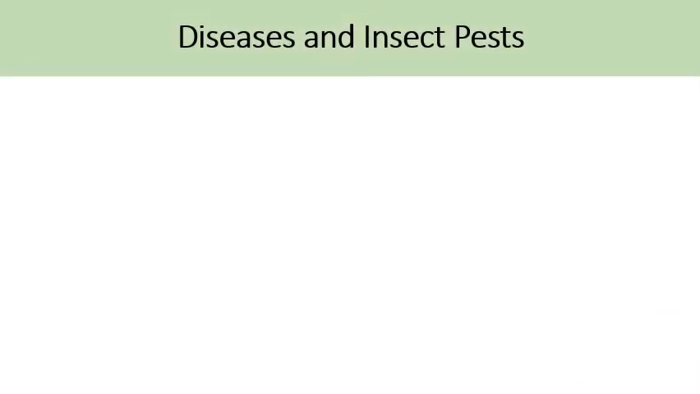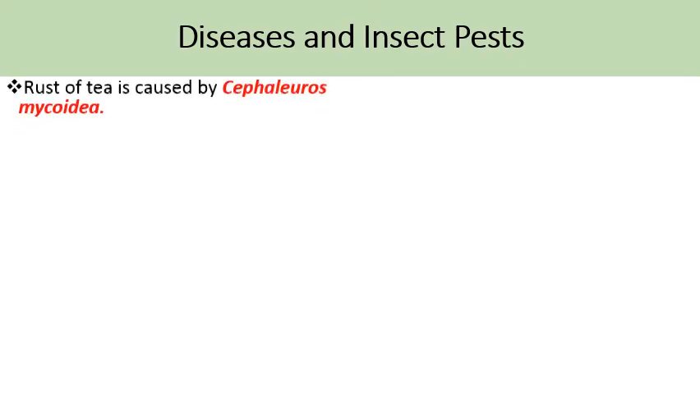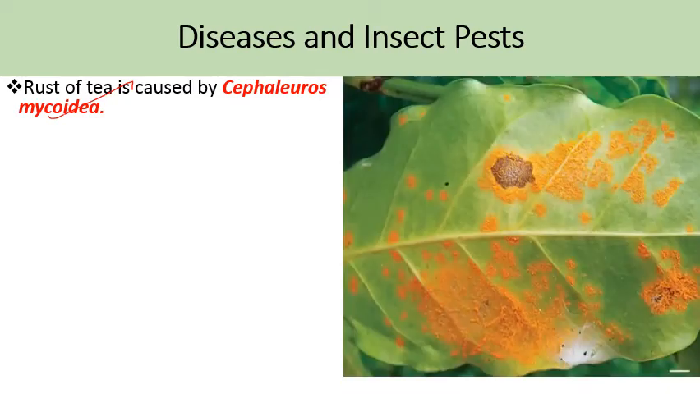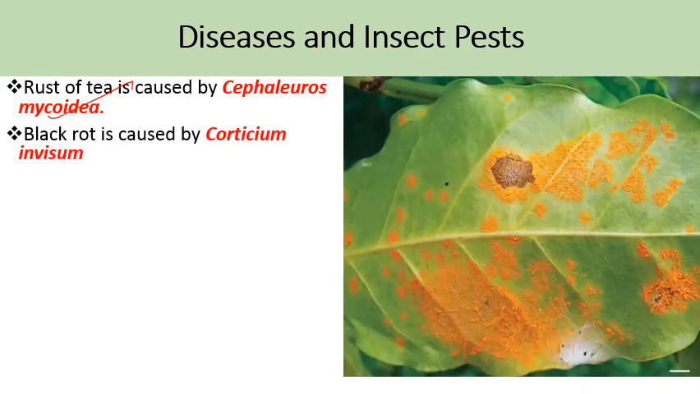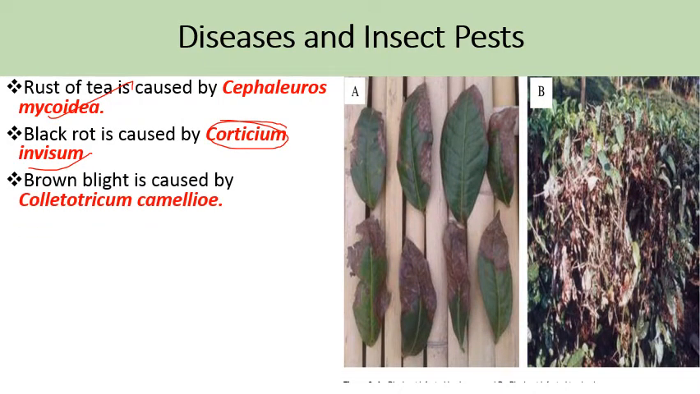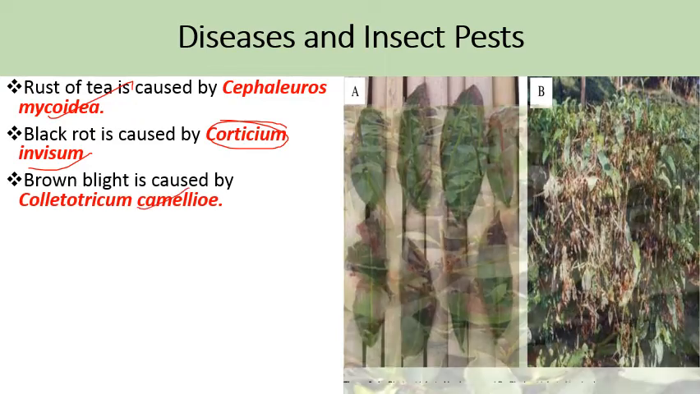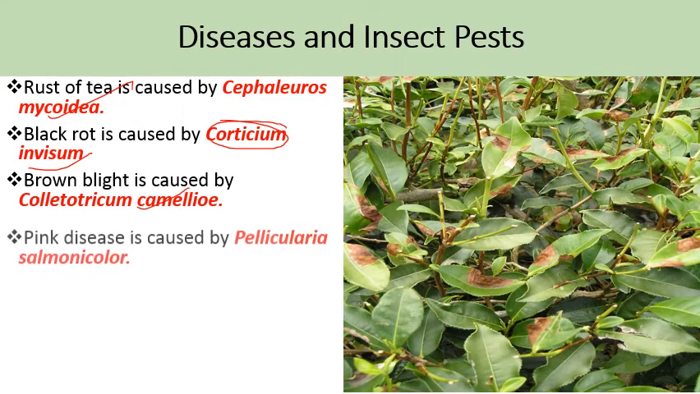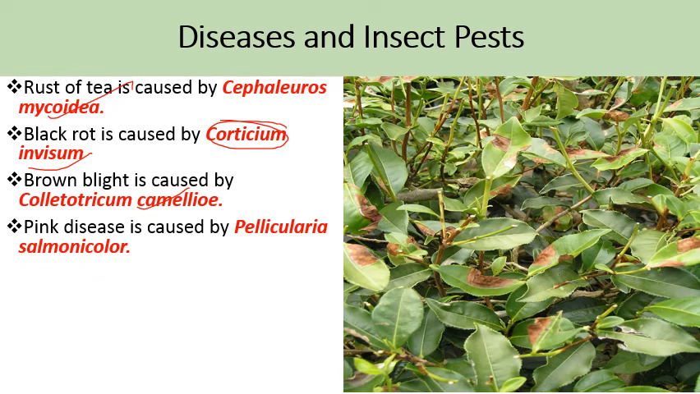Some diseases and insect pests which affect the tea plants. Firstly, we have rust of tea, which is caused by Cephaleuros mycoidea. Then we have Cephaleuros virescens, which is a famous green alga that causes red rust of tea leaves. Then we have black rot of tea, which is caused by Corticium invisum. Then brown blight of tea, which is caused by Colletotrichum camelliae. Then pink disease, which is caused by Pellicularia salmonicolor.